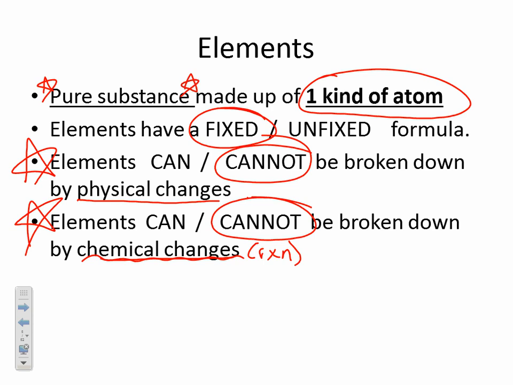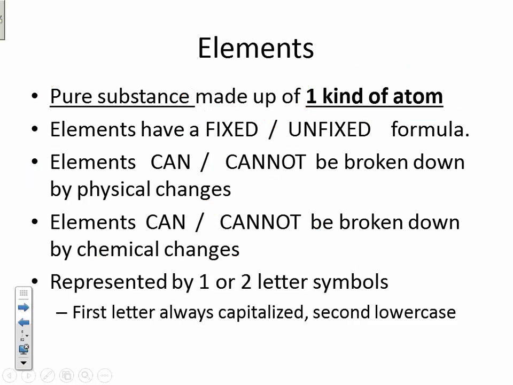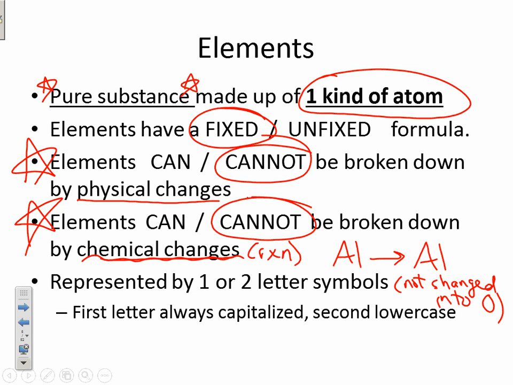So just as an example of this, if you were to start with a reaction with aluminum, this is saying that, well, if you can't change it by a chemical reaction, that means that you have to end with aluminum, that the aluminum wouldn't get changed into, let's say, oxygen. Right? It has to stay as aluminum. It's not altered.